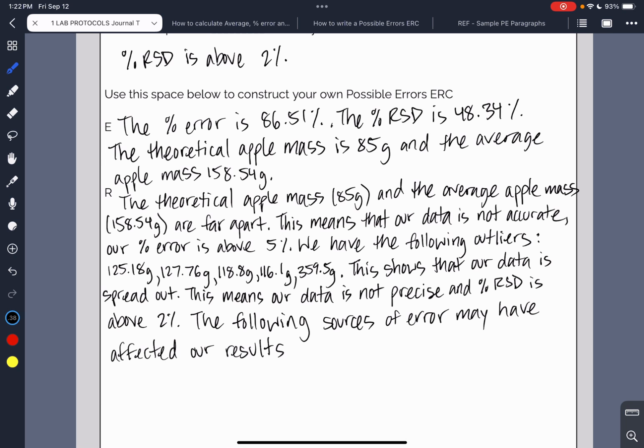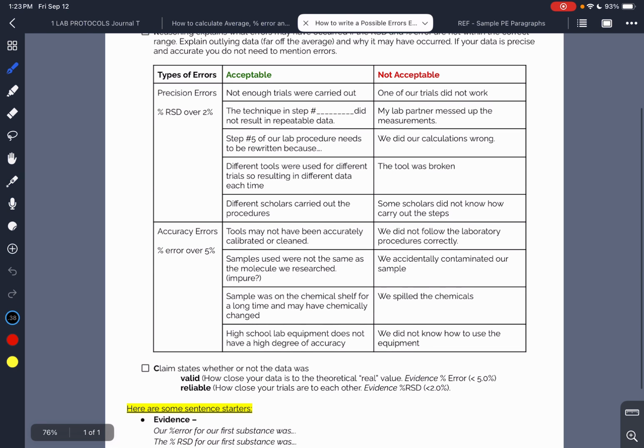So the following sources of error may have affected our results. And this is when we would start to think about, okay, what happened in this Apple lab that could have resulted in this precision and accuracy, those values being so high. If you think about the lab, we had different scholars carrying out the procedures, because we had a couple scholars from each table group measuring the mass of those apples, and it was not the same scholar every single time. So that's one reason why that percent RSD is so high.